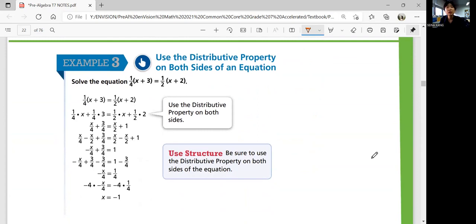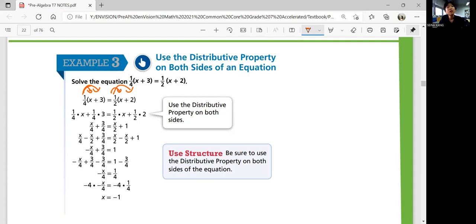Example 3. Use the distributive property on both sides of an equation. So what if you have parentheses on both sides? That's okay. You just use the same rule on both sides. It's going to be a little bit more messy because you have fractions, but that's okay. That's 1 over 4 x plus 3 over 4. And that's 1 over 2 x plus 2 over 2, which is 1.